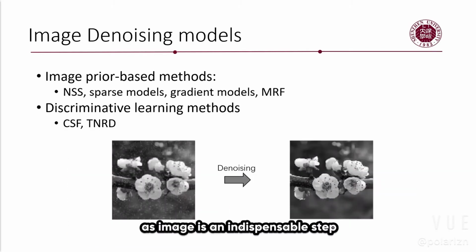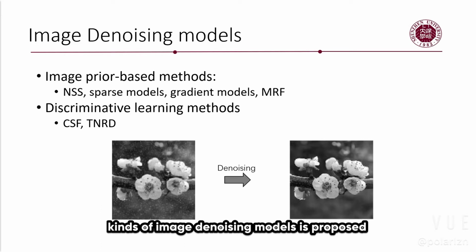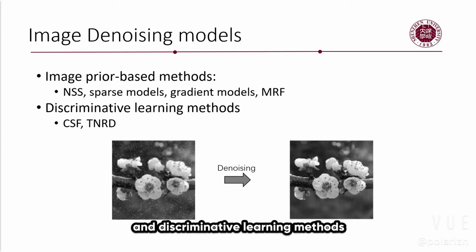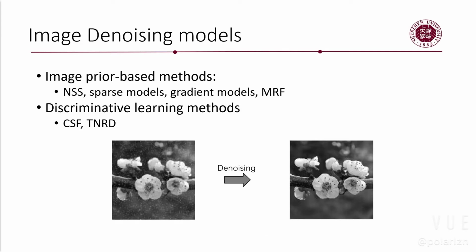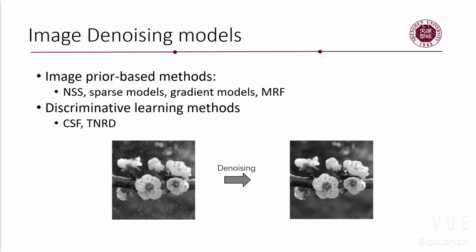As image denoising is an indispensable step in many practical applications, many kinds of image denoising models have been proposed. There are two main categories: image prior-based methods and discriminative learning methods. The former includes models such as NSS and MRF. The latter was developed recently, including CSF and TNRD.